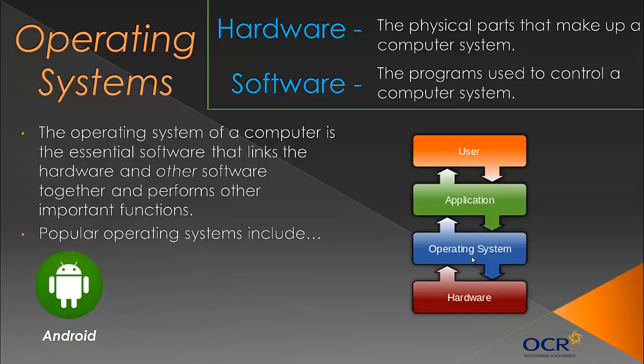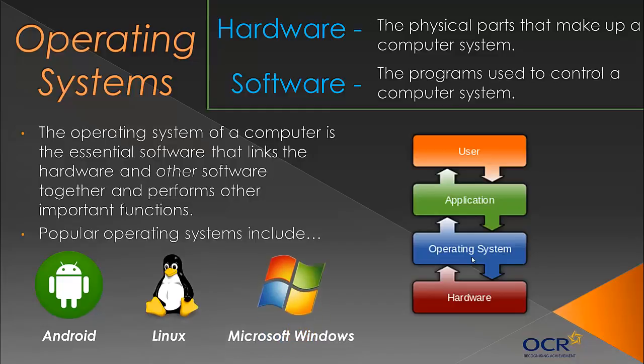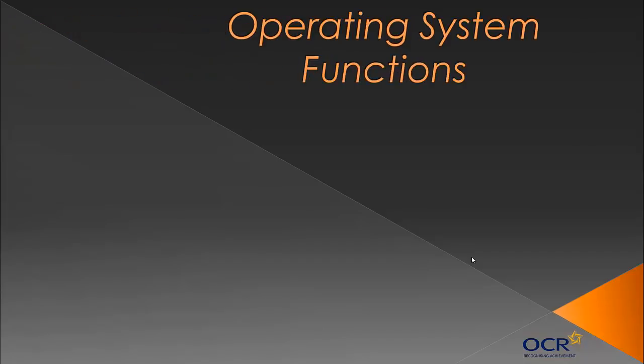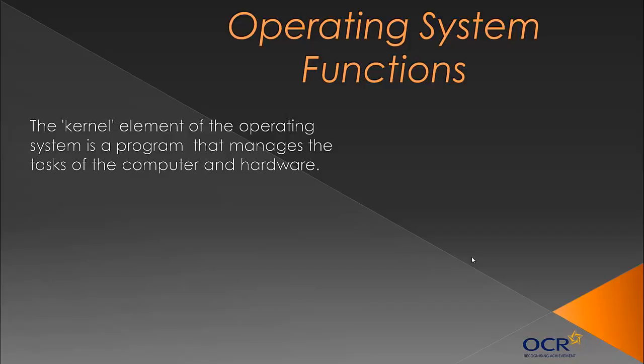So let's just have a look at 3 examples. Android, Linux and Windows are 3 examples, and iOS on your Apple devices, etc. Lots of operating systems that are used by lots of people because it's essential, obviously. If we look at some functions of an operating system, the functions are the same for every operating system. It's not brand or company specific.